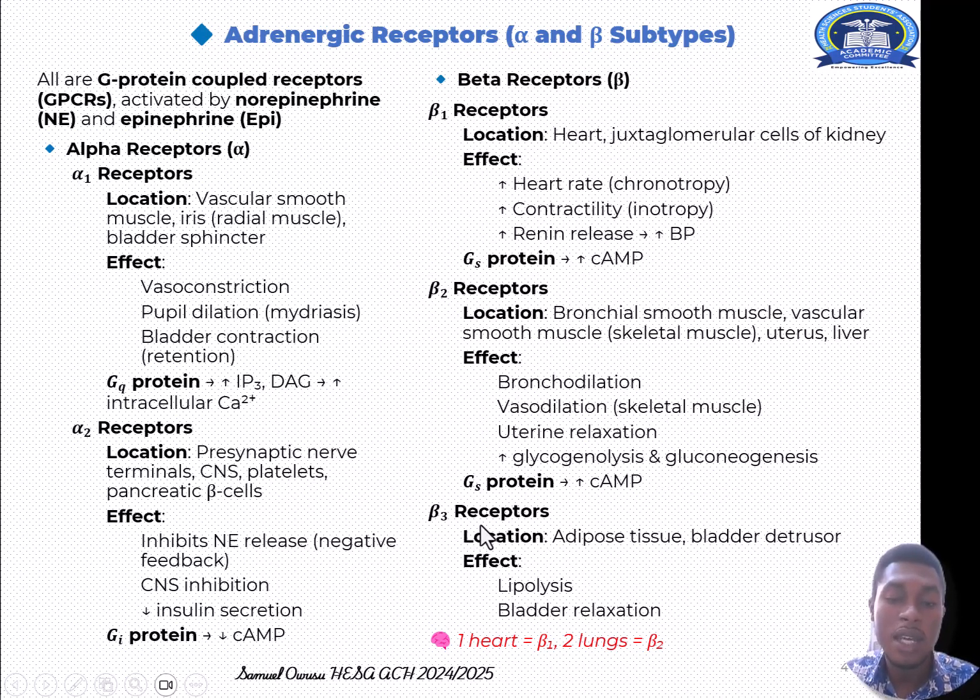Then we have the beta 3 receptors. The way I like to remember them is that when you take fats, there are three letters, FAT. So these are found on fatty tissues or adipose tissues. And then you can also have them on the gastrointestinal tract or the GIT. Okay, so we have bladder detrusor muscles having beta 3 receptors. The effect is that they tend to cause lipolysis and then bladder relaxation. Right.